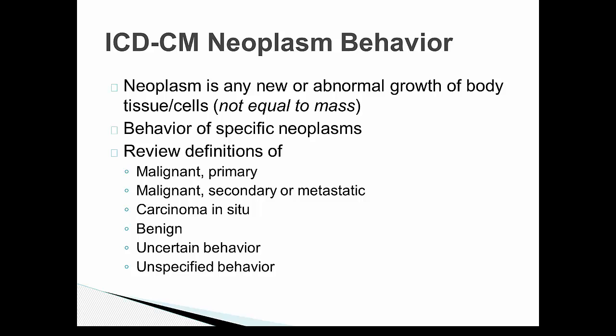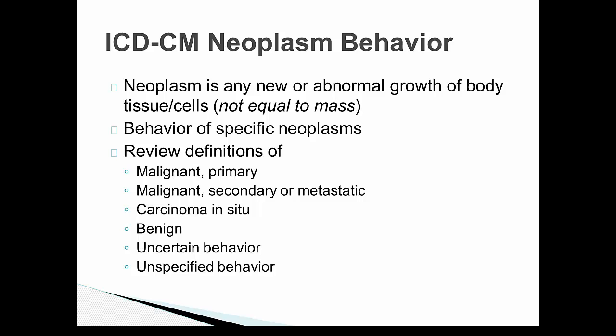Okay, let's start by reviewing the definitions of some neoplasms. Malignant primary is the original tumor site. Remember that malignant tumors are considered primary unless documentation states that it is metastatic or secondary. A secondary malignancy or metastatic means that the tumor has spread to a secondary site.